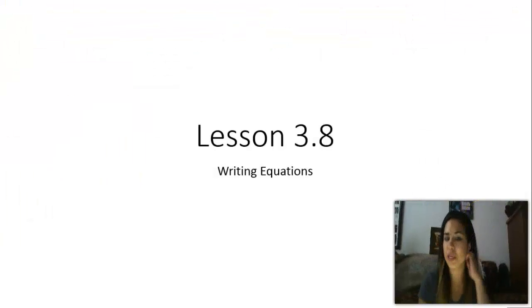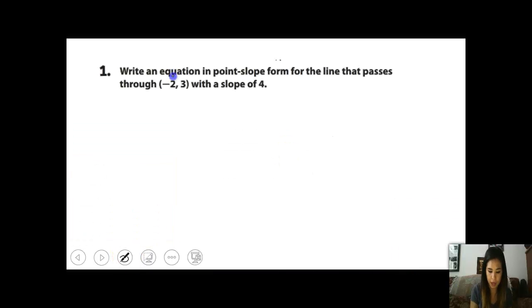Hi guys, today we're going to be looking at lesson 3.8, which is writing equations. So the first thing we're going to look at is we have this point, -2, 3, and the slope is 4. So what they want to know is write an equation. Now it does say in point slope form. We're going to completely ignore that. We're going to pretend that it doesn't say that. We want to write it in slope intercept form because that's what we care about right now. So we're going to write our equation in slope intercept form.